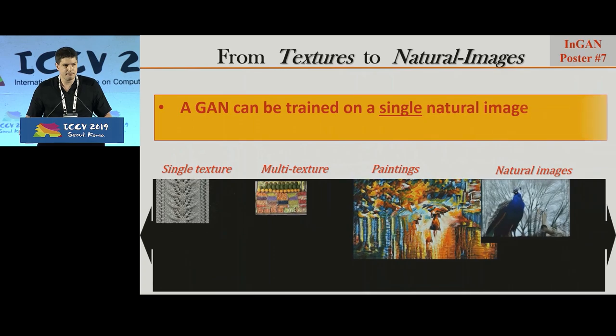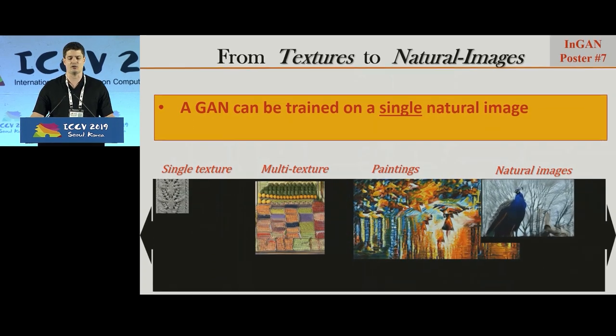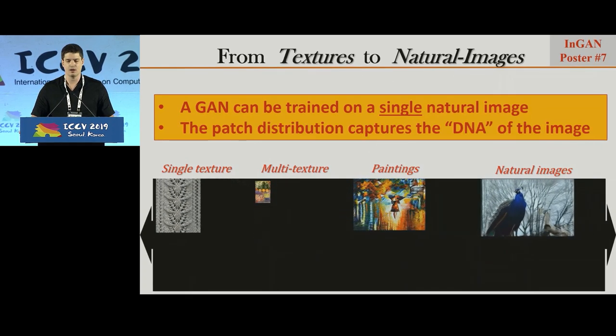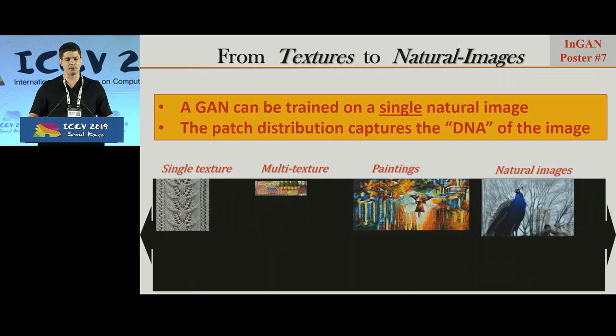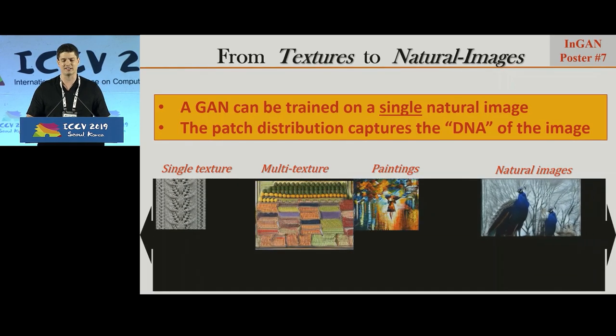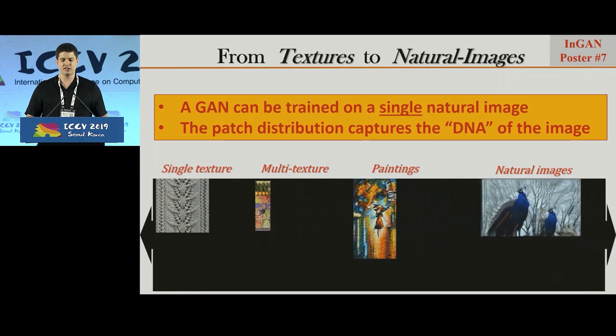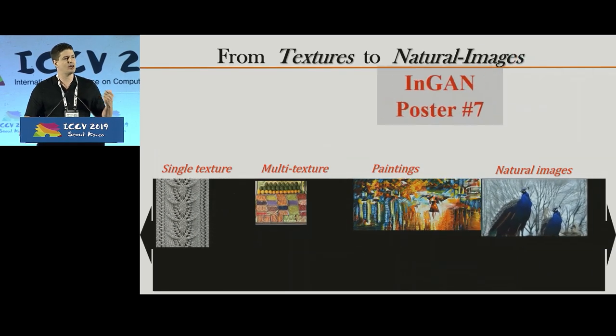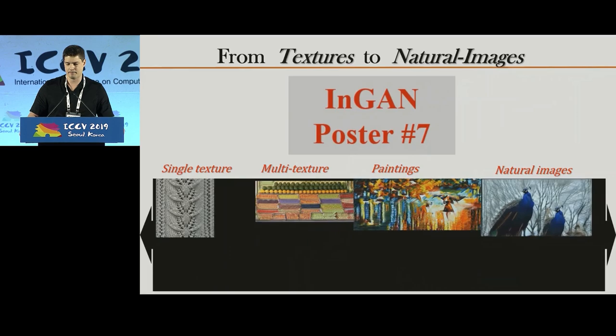So in conclusion, it is possible to train a GAN on a single natural image. Moreover, the patch distribution captures what we refer to as the DNA of the image. This allows replicating it and generating more images of the same type.